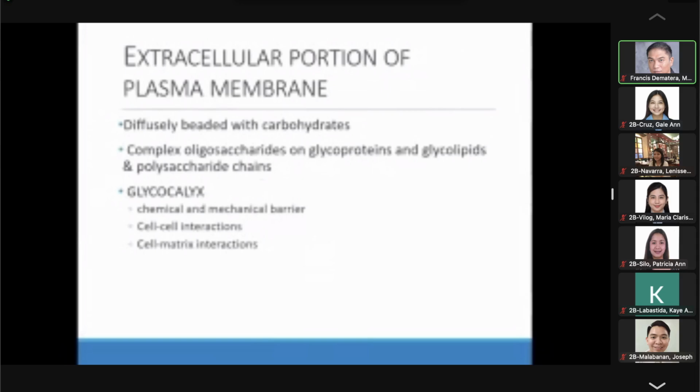So the extracellular phase of the plasma membrane is diffusely beaded with carbohydrates that are complex oligosaccharides on glycoproteins and glycolipids, and polysaccharide chains that are attached to integral membrane proteoglycans. So the glycocalyx serves as a chemical and mechanical barrier and plays a role in cell to cell and cell to matrix interactions by cell signaling.